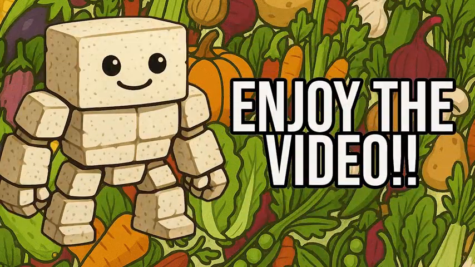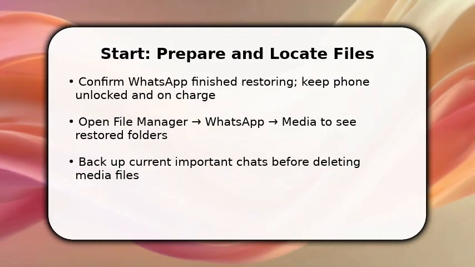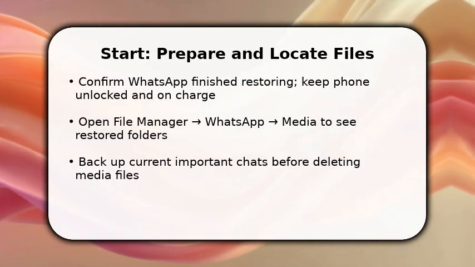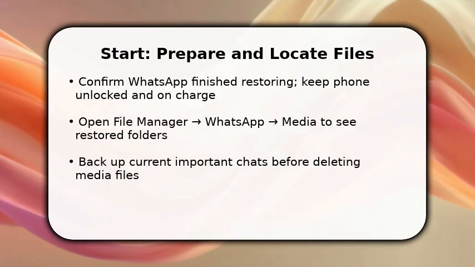Please enjoy the video. You start by confirming WhatsApp completed its restore. You need the app idle and the phone unlocked. Once done, open your file manager and navigate to WhatsApp > Media to locate the restored folders.